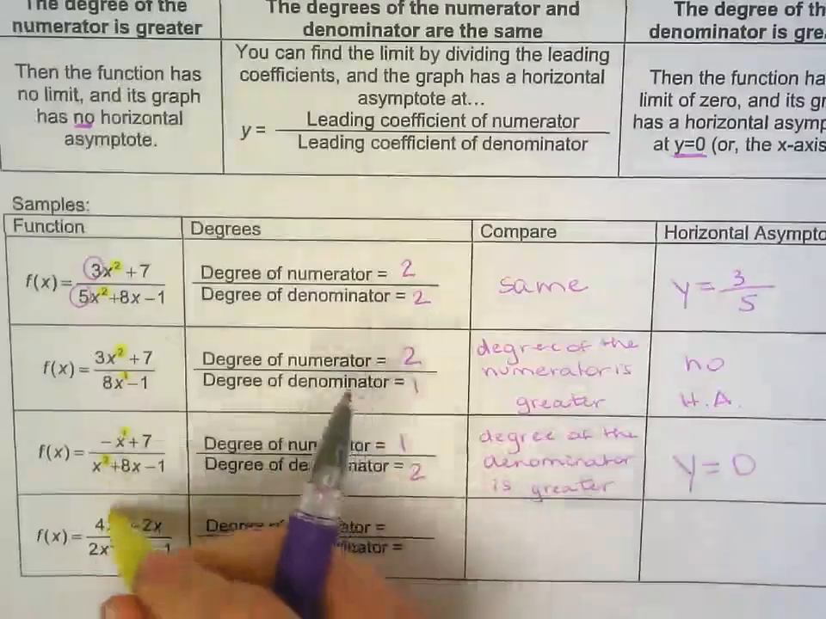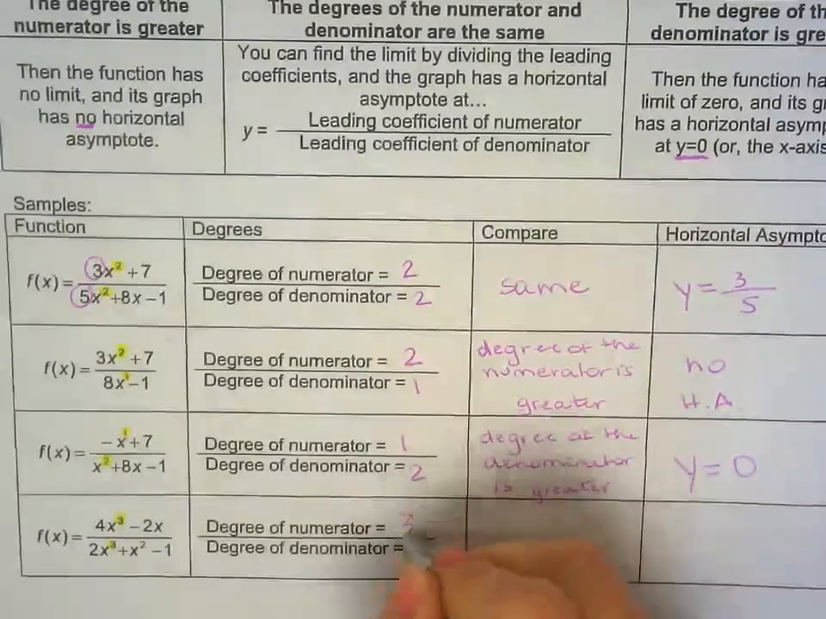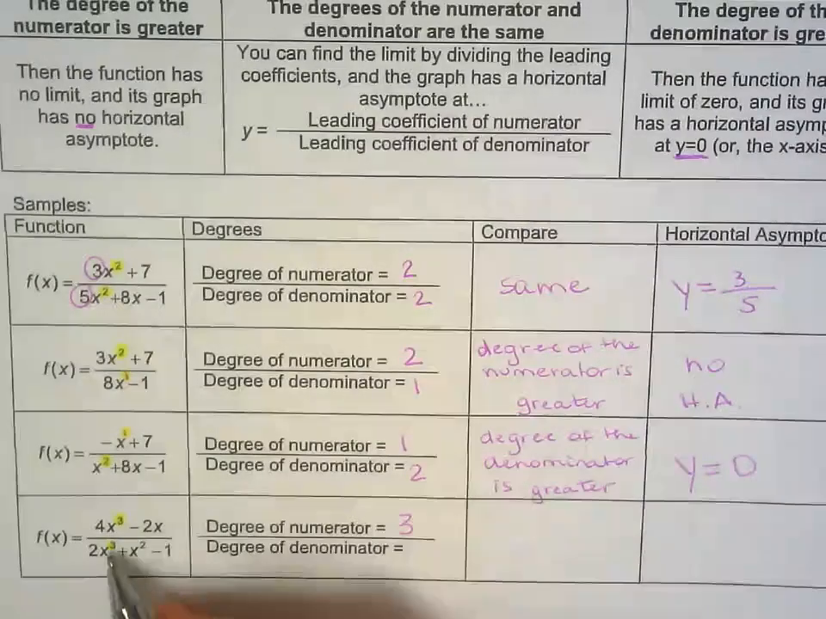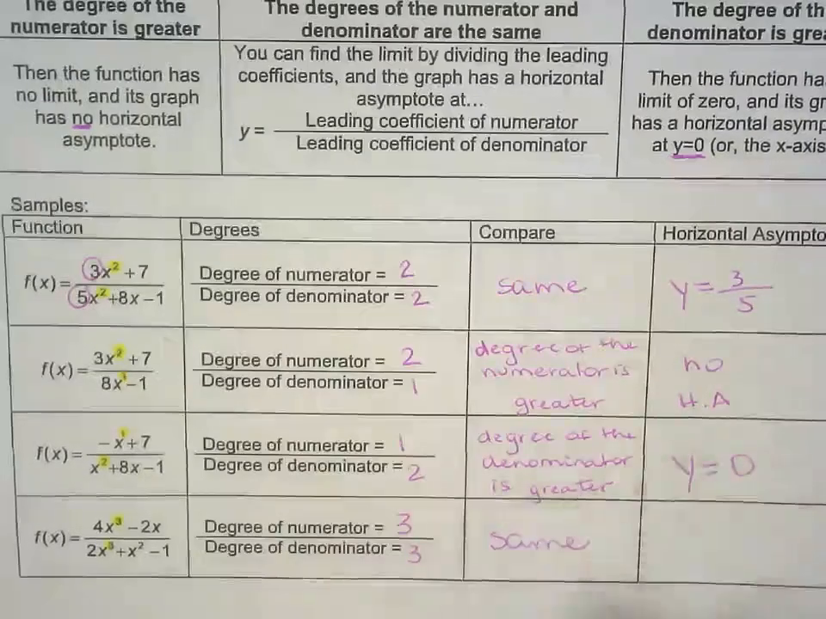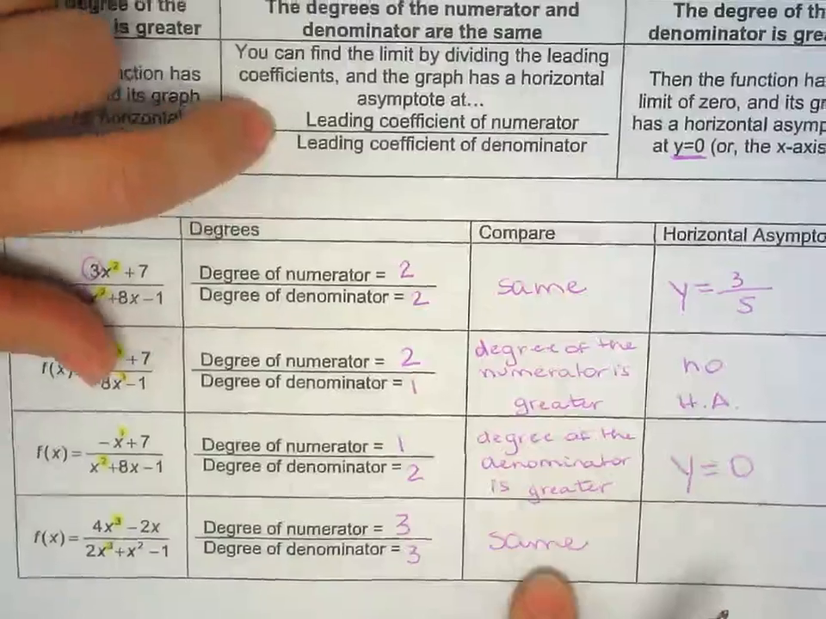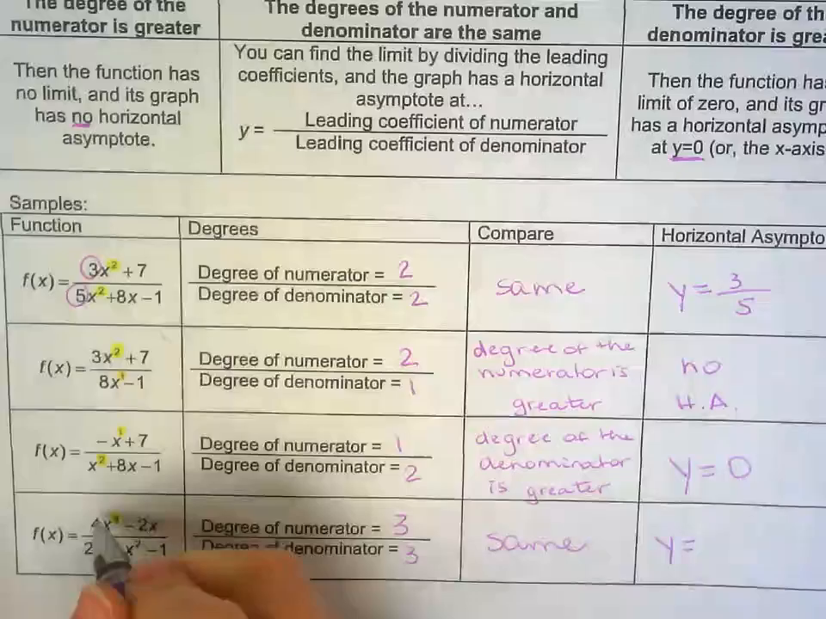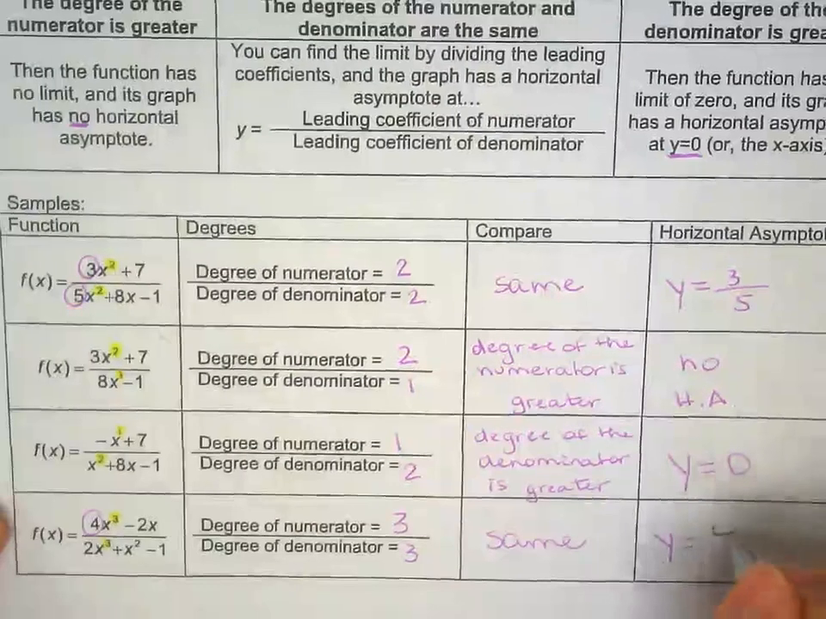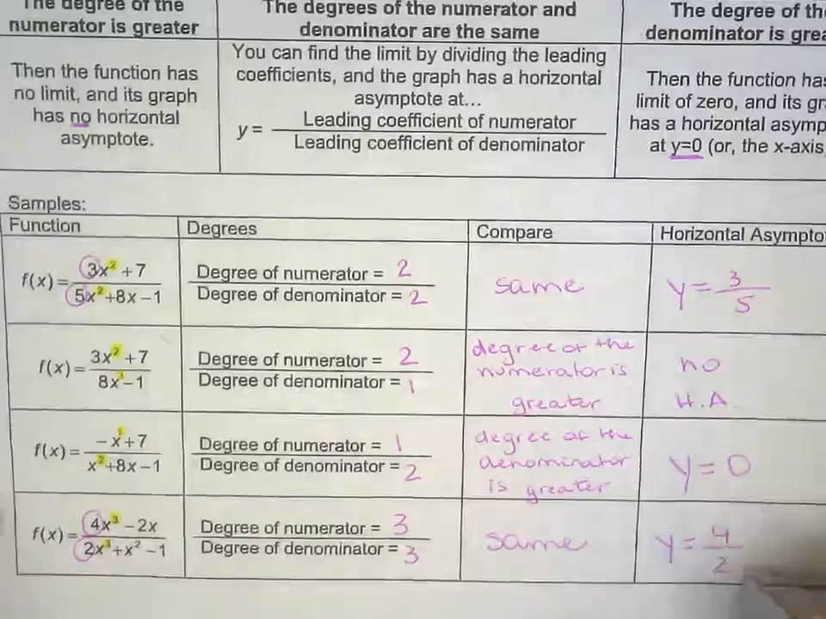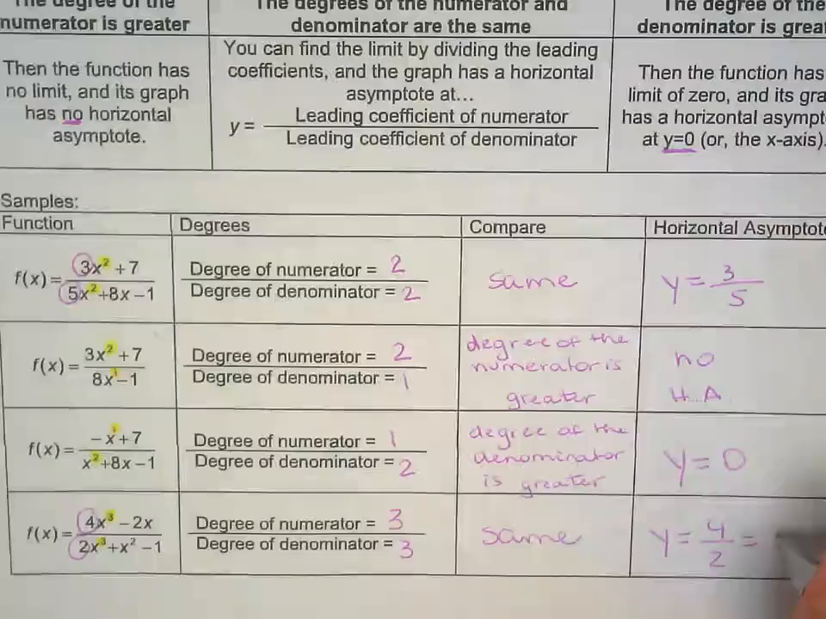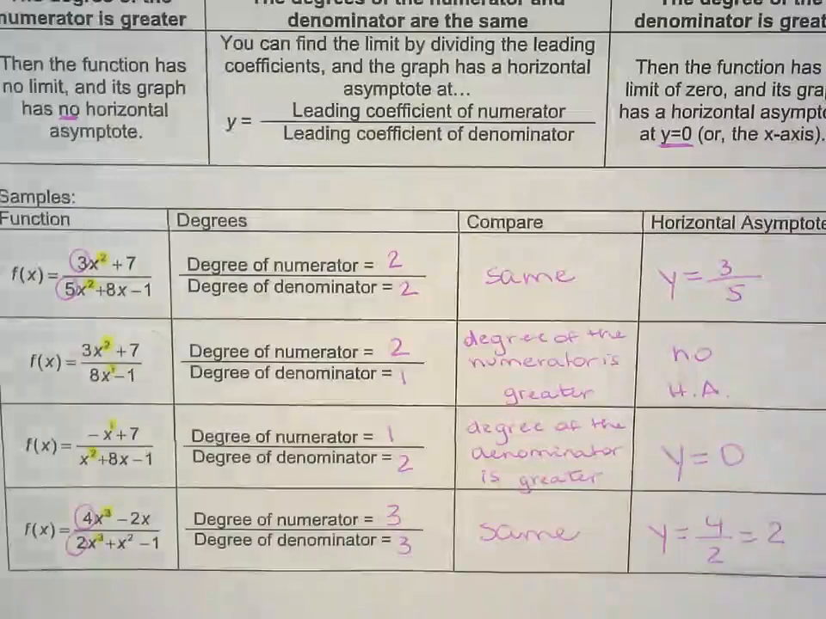Last one, the degree of the numerator right there is 3. The degree of the denominator right there is also 3. When you compare, they're the same. When the degrees are the same, we're going to look at the leading coefficients. So the leading coefficient right here is 4. The leading coefficient right here is 2. And we can simplify that 4 over 2 as just y equals 2 for the horizontal asymptote right there.